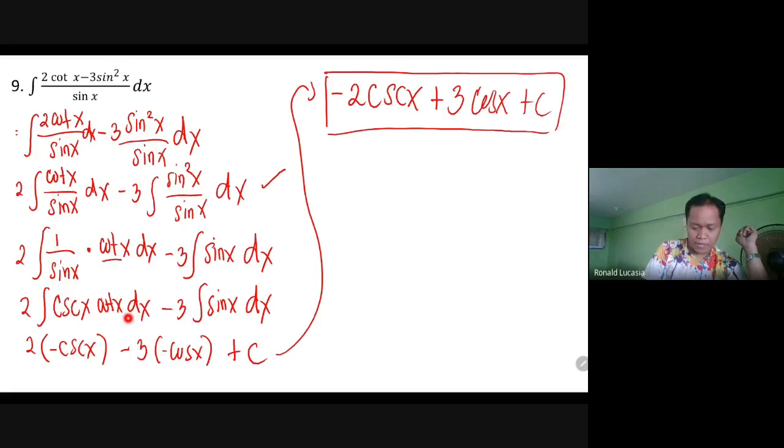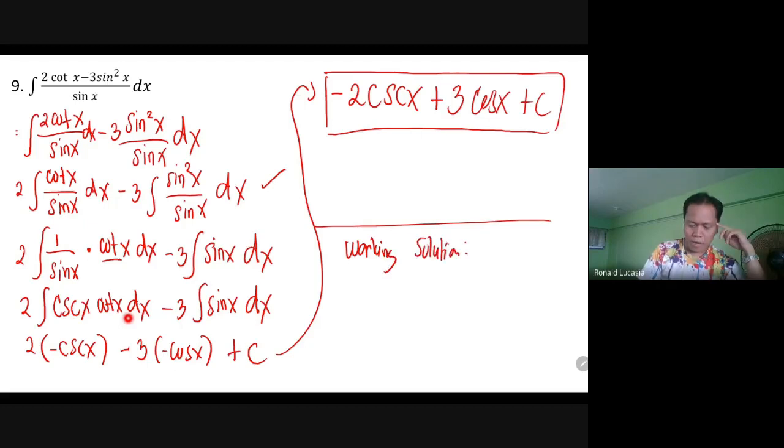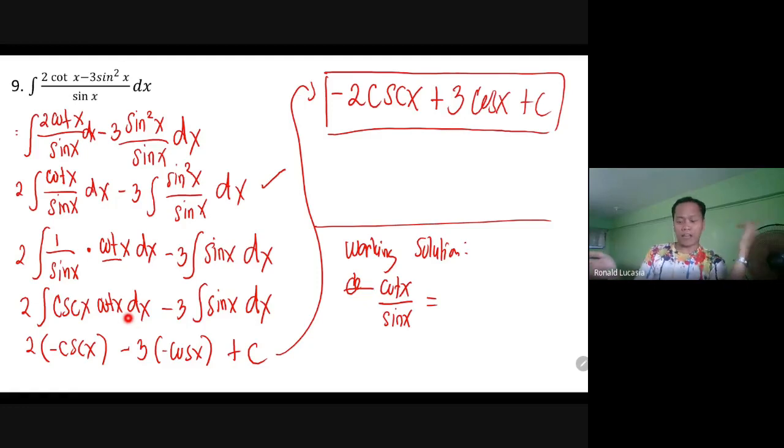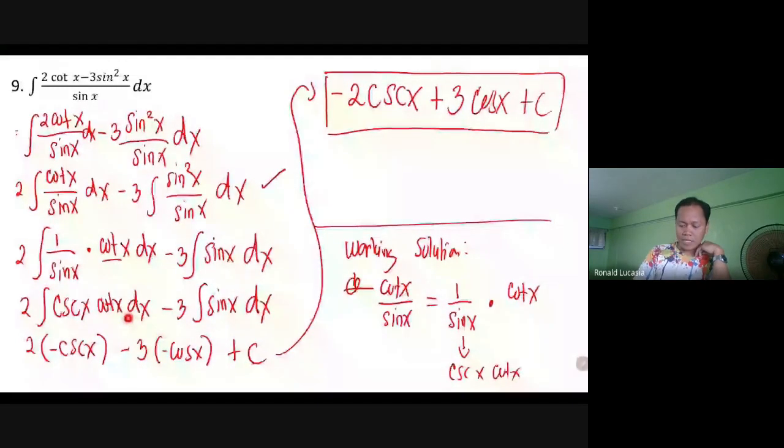Ito, finactor ko siya. Kapag i-simplify mo kasi ang cotangent x over sine x, finactor ko siya. Ginawa ko siya. Kasi wala tayong makukuha kay cotangent x at kay sine x eh. Wala naman nag-exist na trigonometric function na meron cotangent x at sine x. Ang meron lang tayo ay 1 over sine. So ginawa ko 1 over sine x multiplied by cotangent x. Diba ito din naman yan? Cotangent x sine x. Para makuha ko to, magawa ko siyang cosecant x cotangent x. Pinactor lang natin.